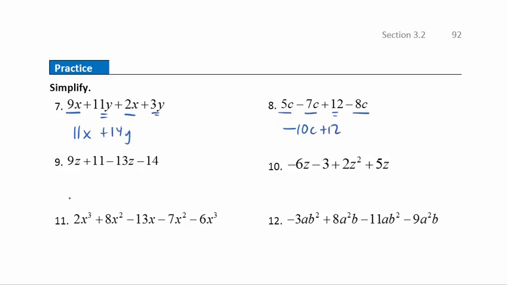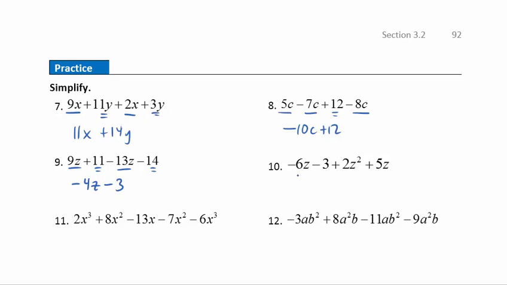All right, 9. Let's see. Looks like we got some z terms to combine there. A positive 9z and a negative 13z would give me a negative 4z. And then looks like I have some constant terms there. A positive 11 and a negative 14 would give me a negative 3.